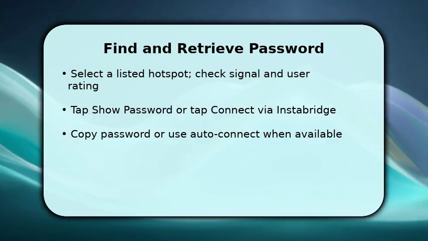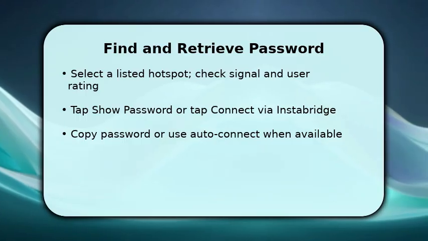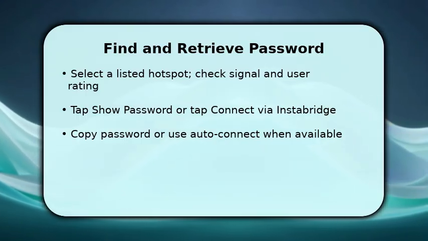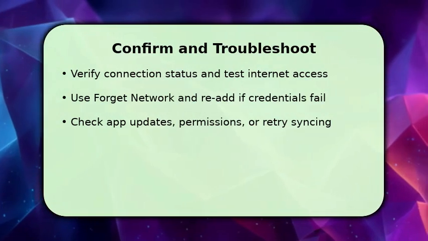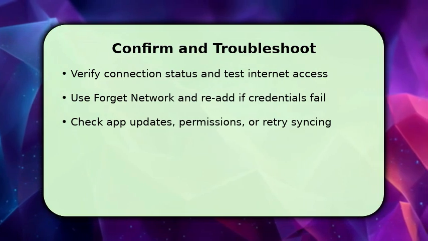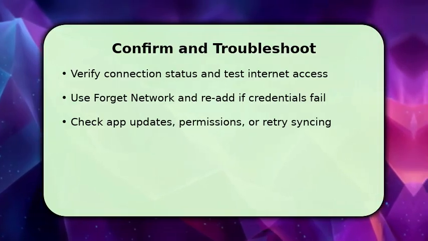If Auto Connect isn't supported, tap Copy Password, switch to your device Wi-Fi settings, paste the password, and select Join to initiate the connect. After joining, confirm the device shows connected and load a web page to test access. Sometimes you're connected to Wi-Fi but need to accept terms on a captive portal.